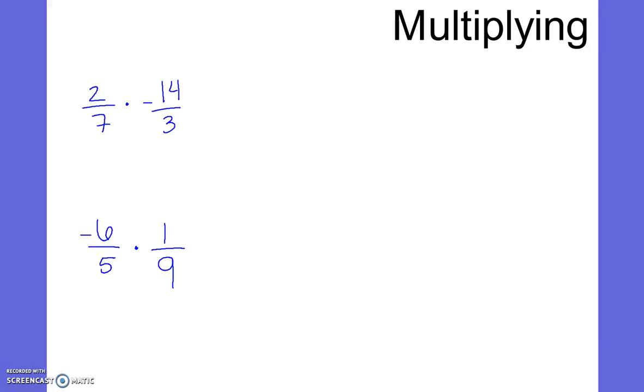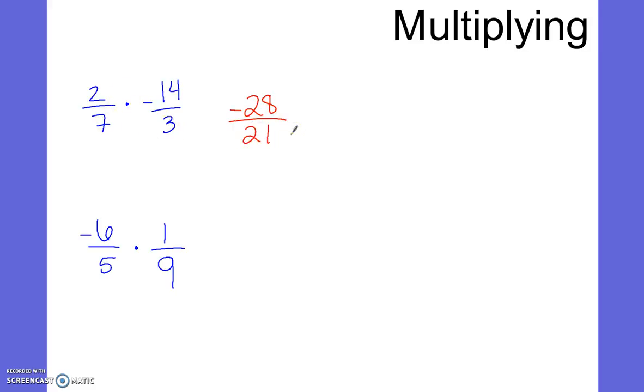Now you have two options, and I'll show you both on this. You can simplify at the very end, or you can simplify at the beginning. It's your choice. I'll do both, and then you pick whichever one's better for you. So let's say I simplify at the end. So I do 2 times negative 14. Well, positive times a negative is a negative, and then that's 28. And then 7 times 3 is 21.